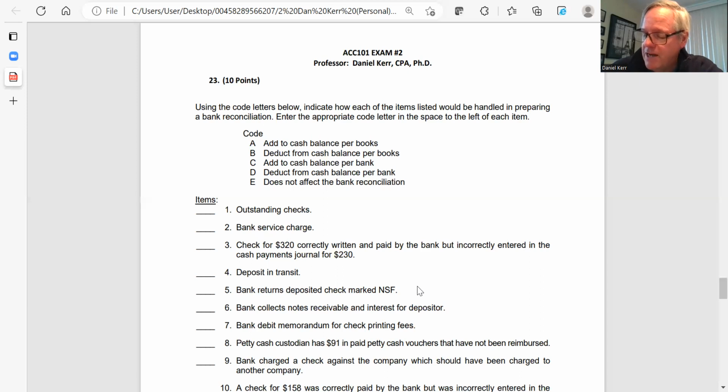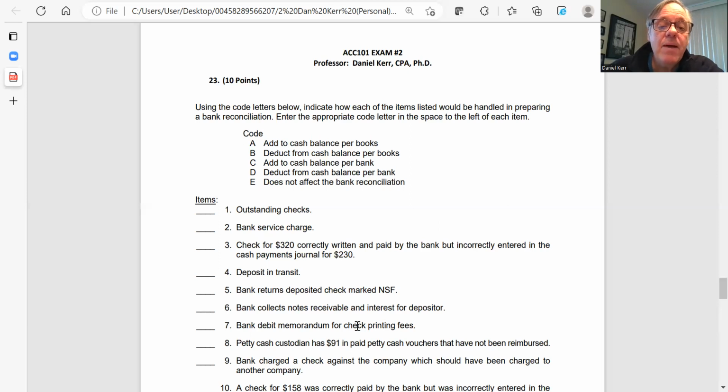They've already done that on the bank statement, so I've got to deduct that for the balance per my books. So the answer to 5 is B. 6, bank collects note receivable and interest from the depositor. So that means that the bank already shows it on the bank statement, but I don't show it on my books yet. So that's going to be in addition to my books. So that's 6 is A.